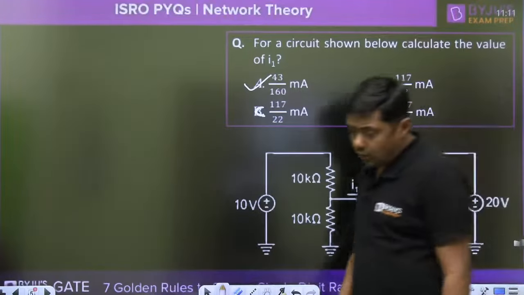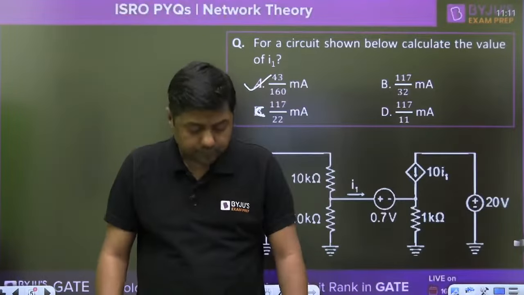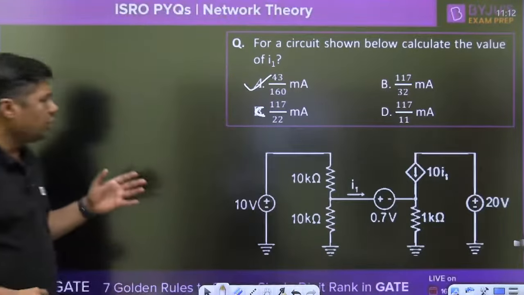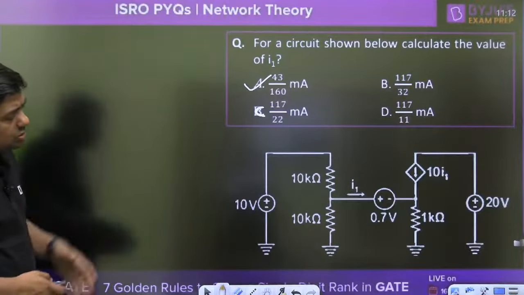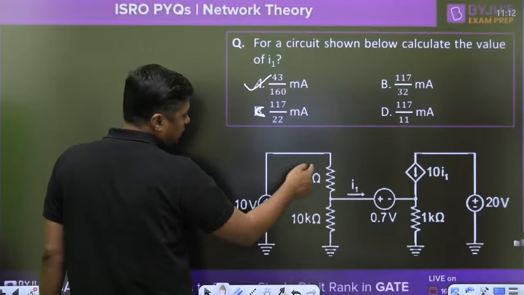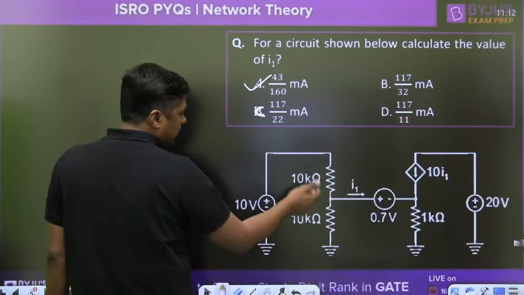So that is the use of what? That is the use of Thevenin's. So that will make the question easy. There is no need to redraw the diagram and so on. Directly you can say this is the 10 volt. So what is the voltage at this point? 5 volt. And what is the resistance? 10 parallel with 10, 5 kilo ohm.